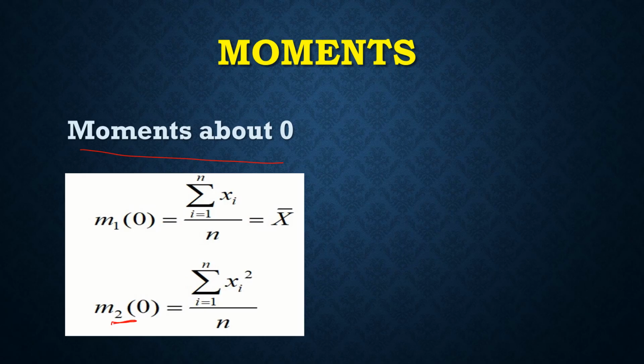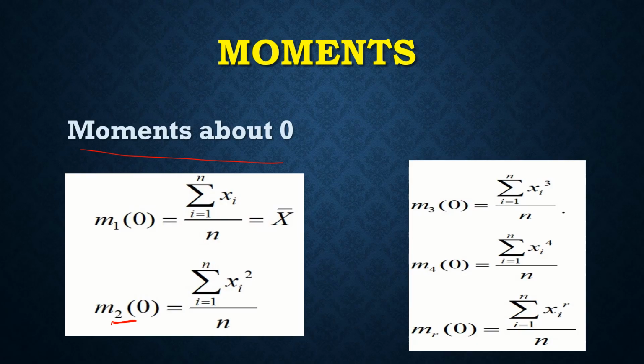The second moment about zero equals the summation of xi squared over n. And so on. The third moment about zero equals the summation of xi cubed over n. And the fourth moment about zero, m4 of 0, equals the summation of xi to the power 4 divided by n. And we can find the rth moment about 0 by the formula summation of x to the power r over n.